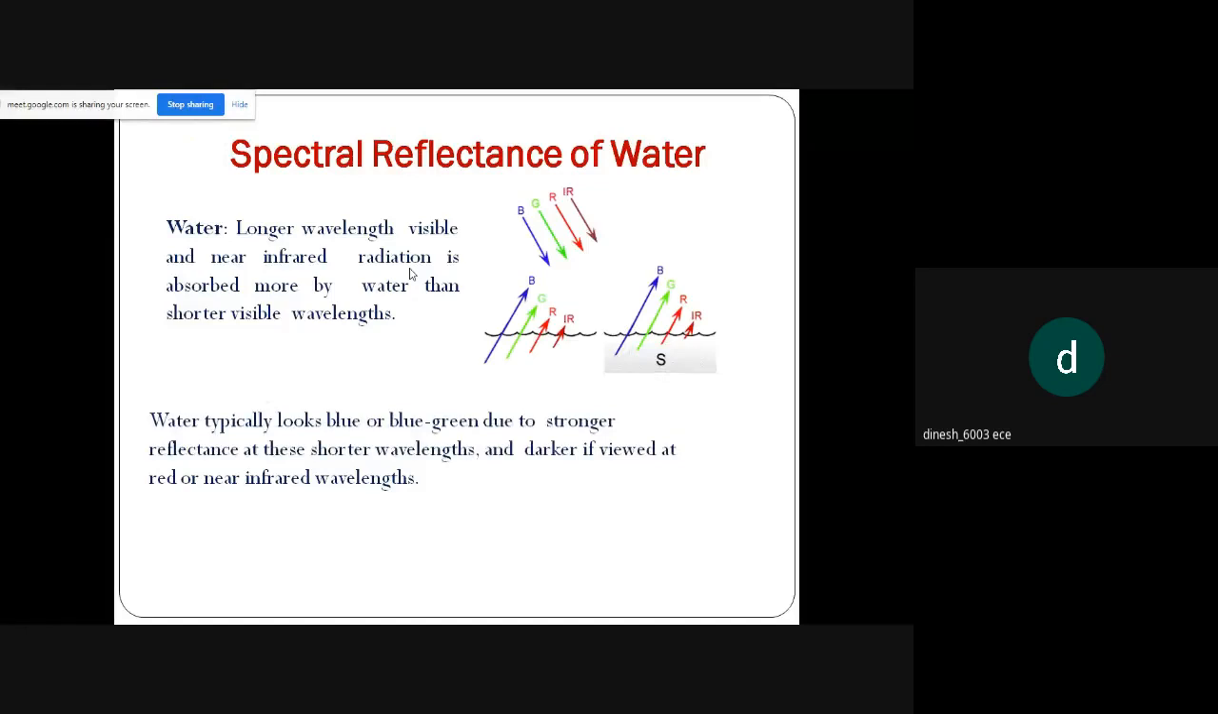Next, we are going to see the spectral reflectance of water. Water typically looks blue or bluish green due to the stronger reflectance at shorter wavelengths. You can never see dark colors at infrared regions. Water's reflectance curve you can see from the diagram. Longer wavelength visible and near infrared radiation is absorbed more by water than shorter visible wavelengths. Water absorbs the longer wavelengths more than the shorter wavelengths. This is why it looks blue or bluish green in nature. Depending upon that, we can easily find what is present in that place.